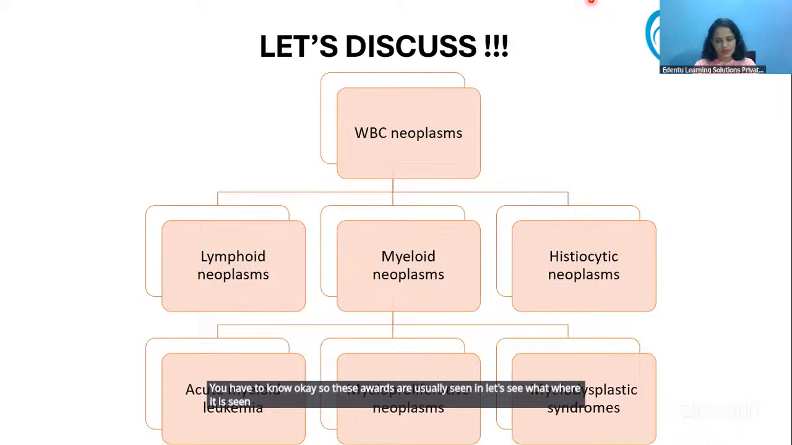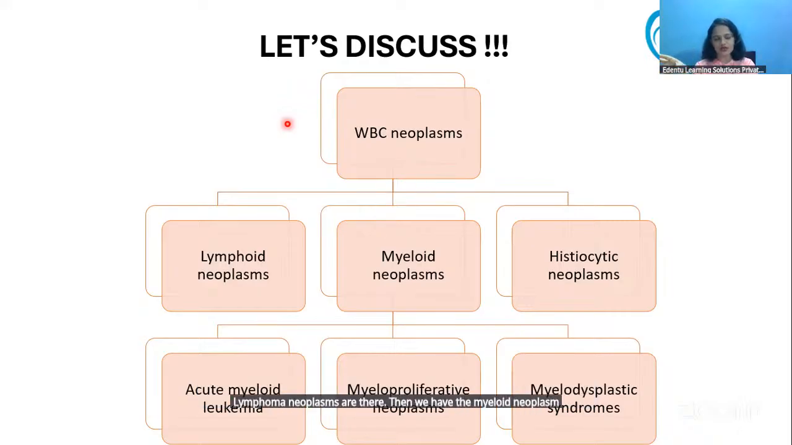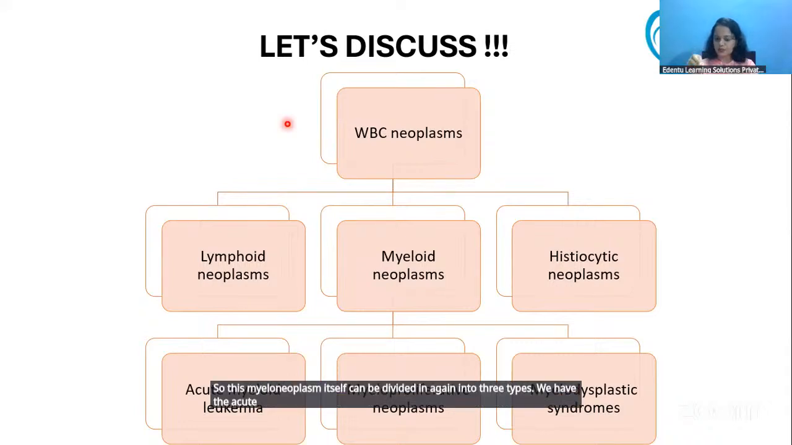WBC neoplasms, or white blood cell neoplasms, can be divided into three types. We have the lymphoid neoplasms, which include Hodgkin's lymphoma, non-Hodgkin's lymphoma and all the lymphoid neoplasms. Then we have the myeloid neoplasms and the histiocytic neoplasms. The histiocytic neoplasms include Langerhans cell histiocytosis and the other types. The myeloid neoplasms can be divided into three types: acute myeloid leukemia, myeloproliferative neoplasms, and myelodysplastic syndromes. This is the main classification of myeloid neoplasms.